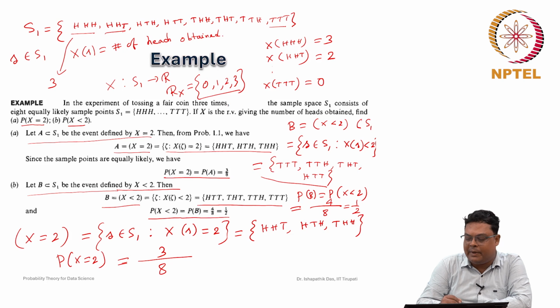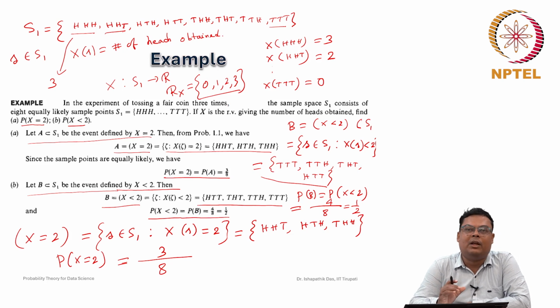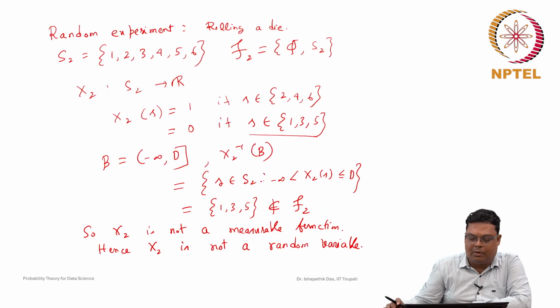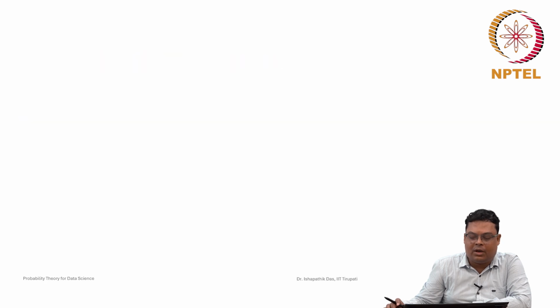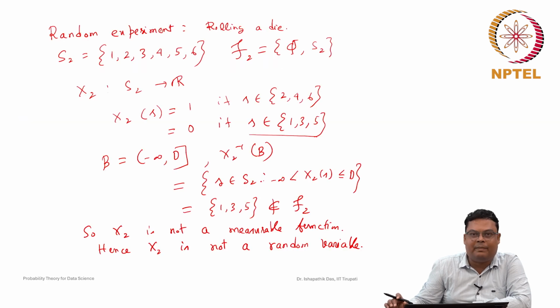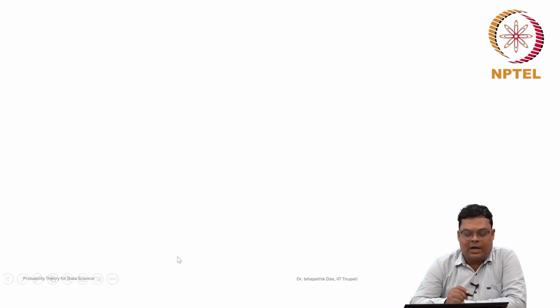So this is one example we discussed of how a random variable is a measurable function, and how it can be used for defining events, and using the random variable we can find the probability. Next we will discuss the distribution function. Now we will learn what the distribution function associated with a random variable is.